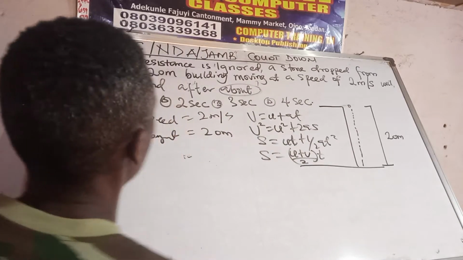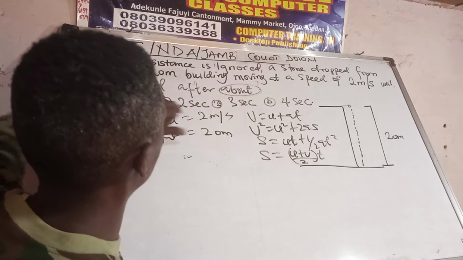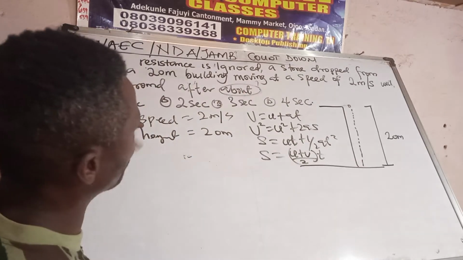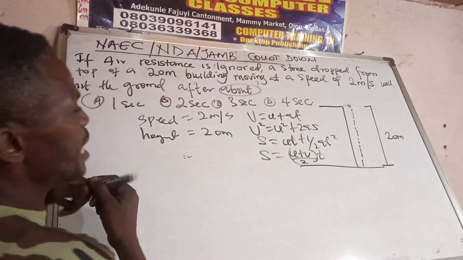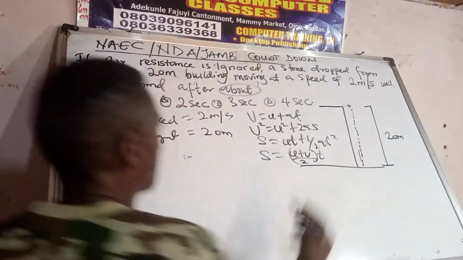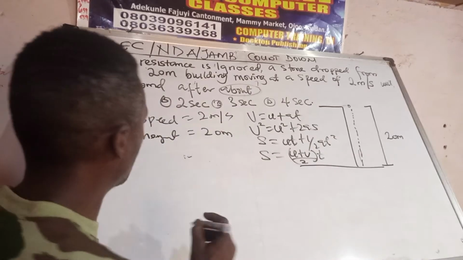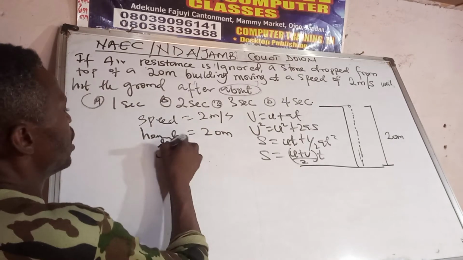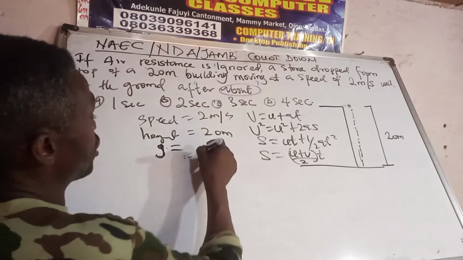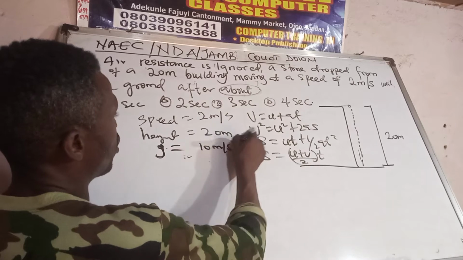Now, the question says we should find the time. Definitely, we are looking for time. This thing is coming from up to down, so gravity is involved. You have to make use of gravity. Don't forget my G, acceleration due to gravity, which is going to be 10 meters per second squared.